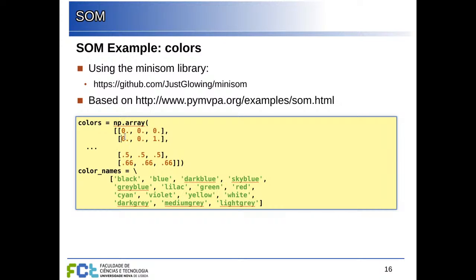This is pure blue: 0 red, 0 green, and full blue. This is gray, where we have 0.5 of each. This is a lighter gray, and so on. So we have an array of many colors. These are our examples, and they are in 3 dimensions. We can also choose some names for all these colors so that we can then represent them. But this is our data in 3 dimensions.